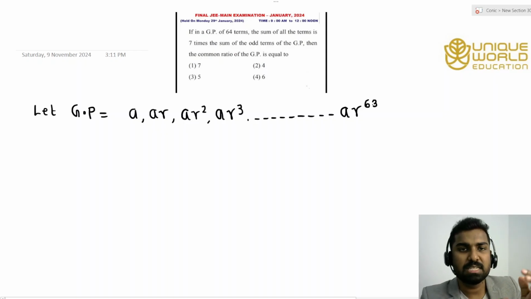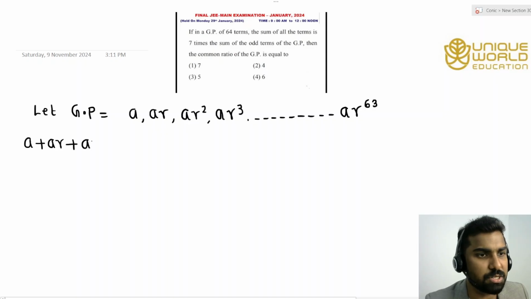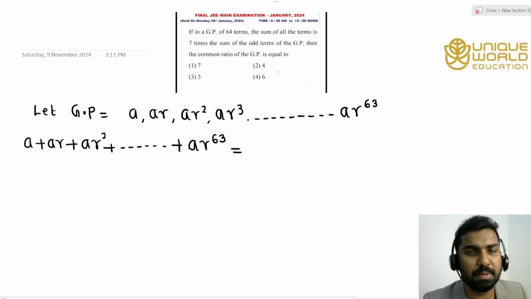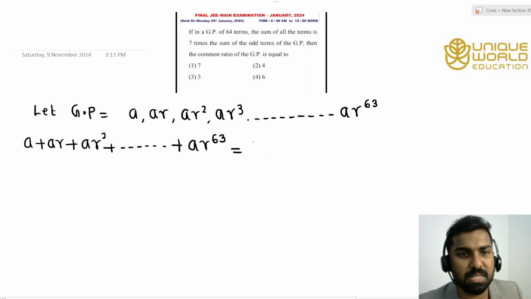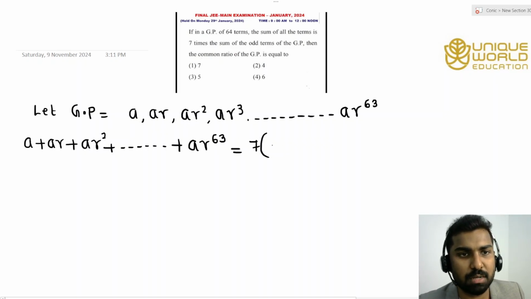Okay, now the sum of all terms. The sum of all these terms is 7 times the sum of odd number of terms. So the sum of all terms I can write as a plus ar plus ar square etc. plus a into r to the power 63, that will be equal to 7 times the sum of odd terms. So odd term means a is an odd term, so a plus, then the second term won't come under the category of odd terms. So next will definitely be ar square, that is the third term.